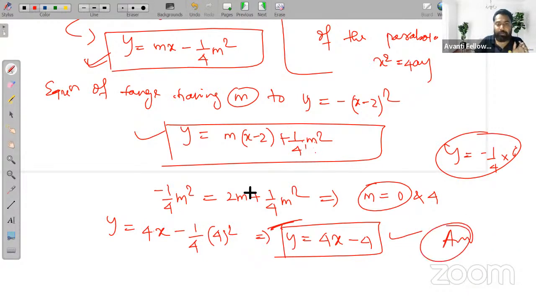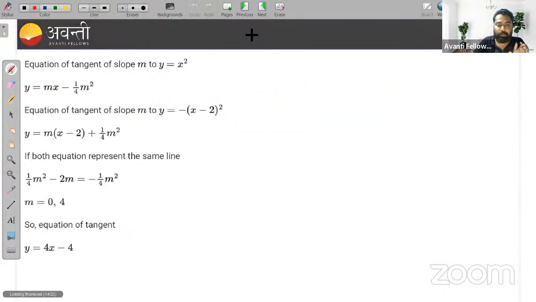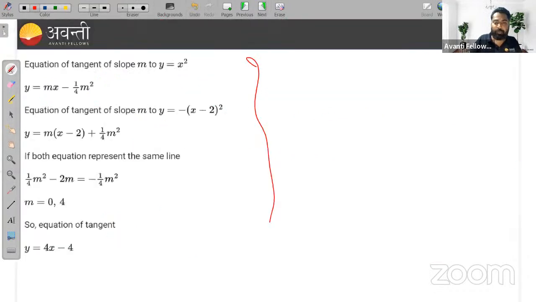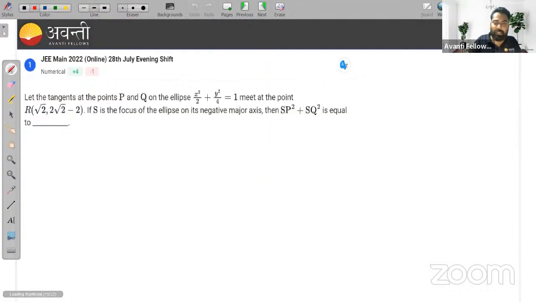Is that clear to everyone, guys? Yes, y is equal to 4x minus 4. Clear, everyone? Is there any doubt? It's time. If you have any doubt, you can ask. Okay, and take this question as your homework question. We'll discuss later. Okay, so that's all for today's class.